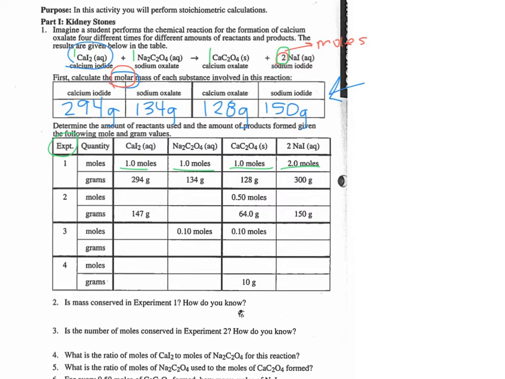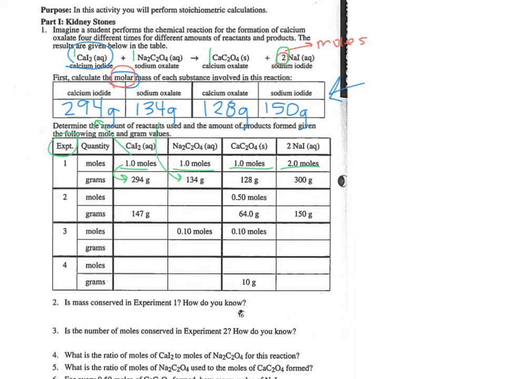So if we convert these moles to grams, we get exactly what we see on the chart. Remember, 1 mole times the molar mass, or grams per mole, of 294 is just 294, right? So in 1 mole, we already said that sodium oxalate weighs 134 grams, so that's why it's right there.